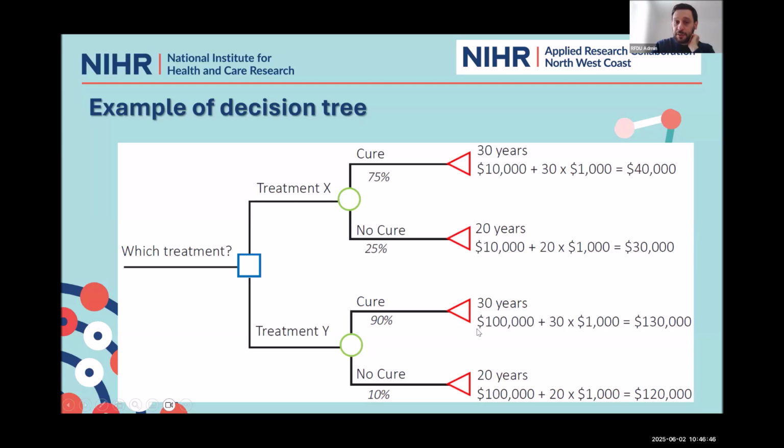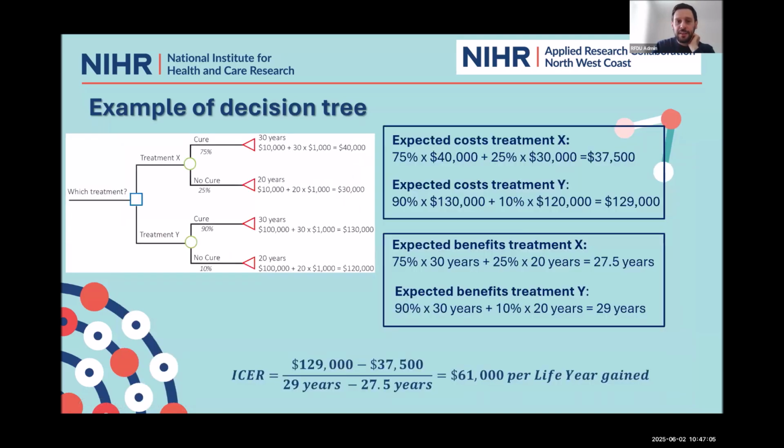For treatment Y, we have a bigger investment cost at the beginning, or treatment cost at the beginning, $100,000, and the yearly costs are the same as treatment X. So we're going to end up with larger amounts here because of the larger treatment costs for treatment Y.